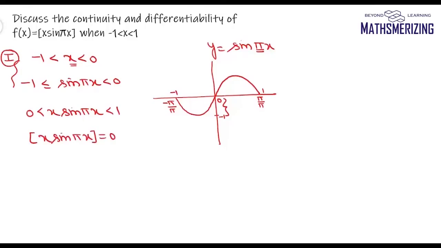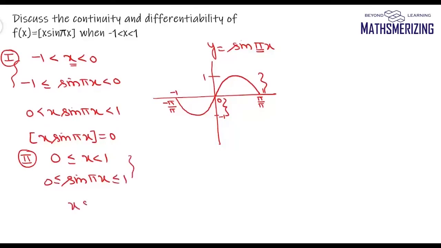So when x lies between -1 and 0, the value of greatest integer function of x sine pi x is 0. Now I'll take the second case. Second case, when the value of x lies between 0 and 1. So when x lies between 0 and 1, the value of sine pi x will also lie between 0 and 1. Now if I multiply it, x sine pi x will always be greater than or equal to 0 but less than 1.